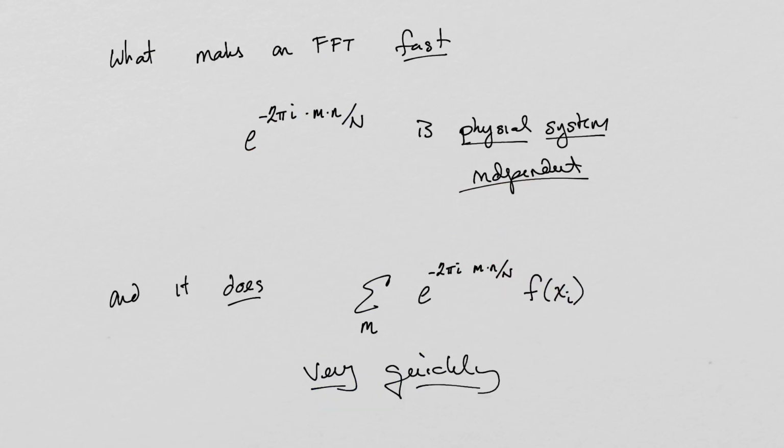Okay, and so the things that are hard to calculate, these e to the minus 2 pi i m times n over N, those things are just stored in the FFT. When it starts up, it calculates all of those once, and then it makes this sum, where I'm taking that exponent and multiplying it by the function, really easy.